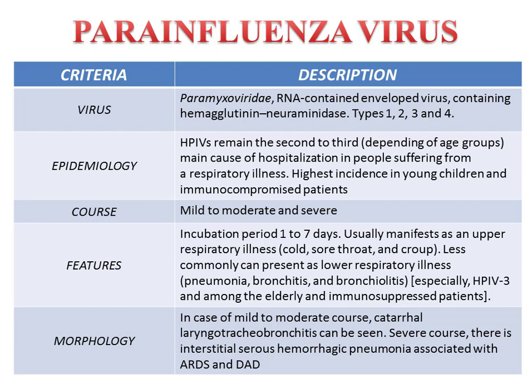Morphologically, in case of mild to moderate course, catarrhal laryngotracheal bronchitis can be seen. In severe course, there is interstitial serous hemorrhagic pneumonia associated with acute respiratory distress syndrome and diffuse alveolar damage, same like for influenza virus. As we discussed the influenza virus in much more detail, for this case of parainfluenza virus, we'll talk a little bit shorter.